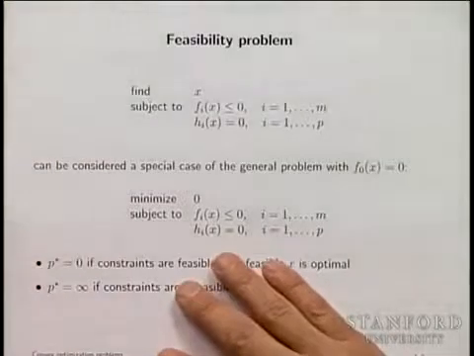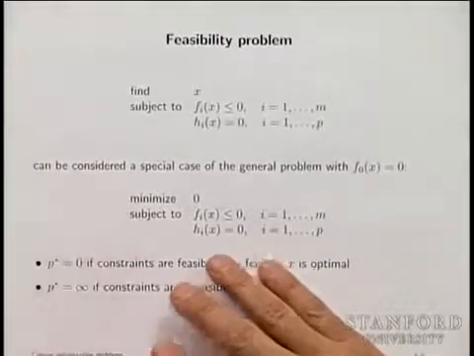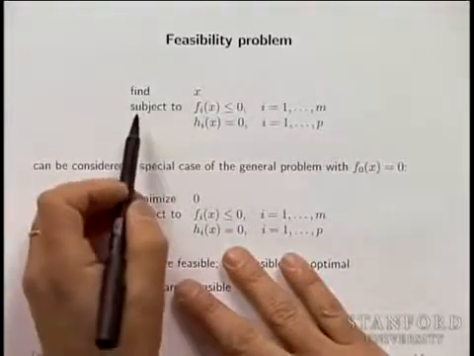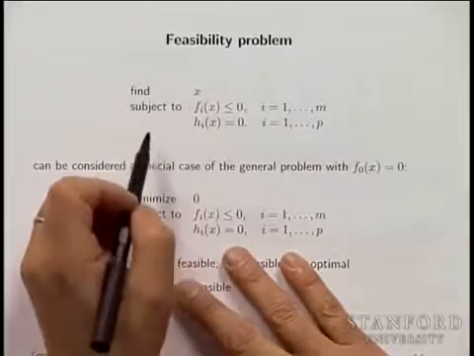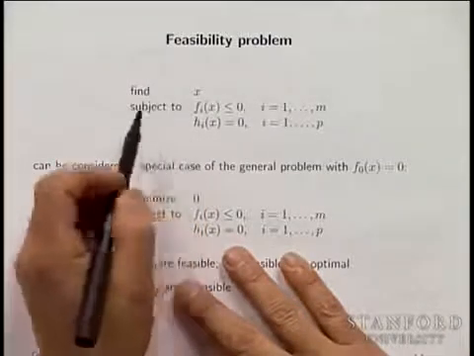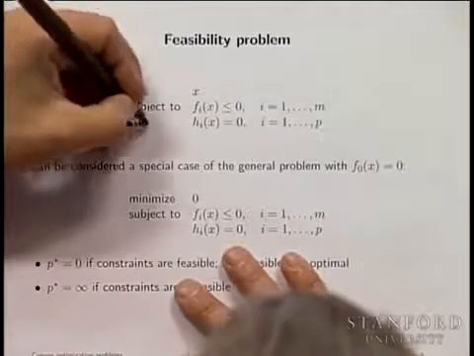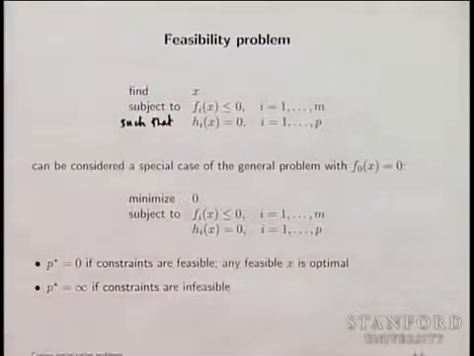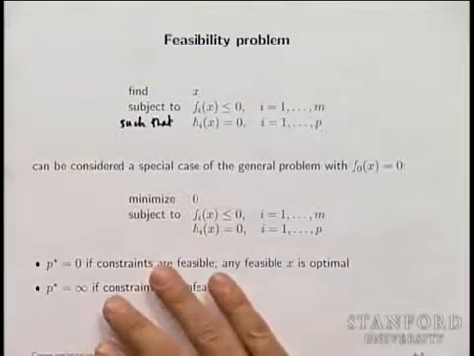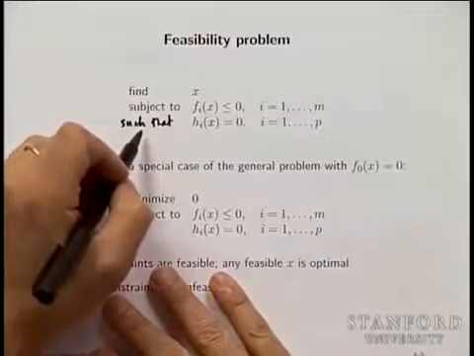Let's talk about the feasibility problem. One variation on the optimization problem is this, and it's sometimes written this way. Find x subject to. By the way, you will also sometimes see subject to written as such that, which is a question of style. And by the way, this is bad style. That's not what such that means in English.